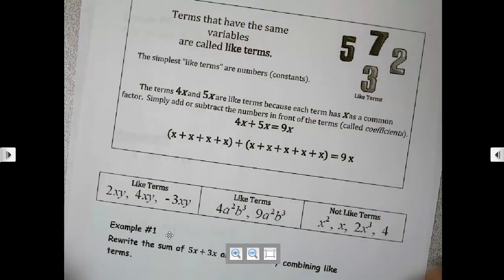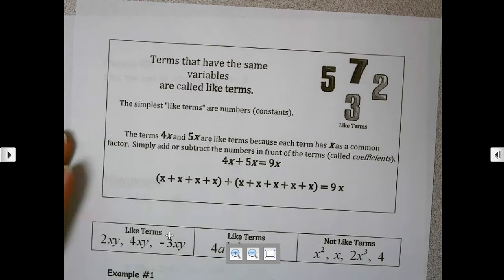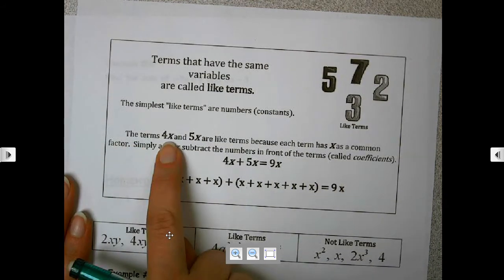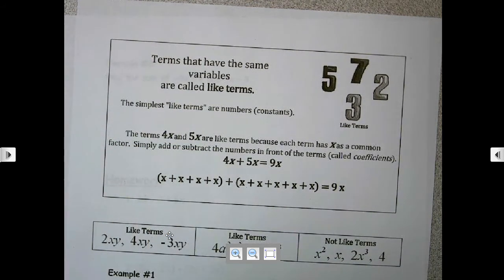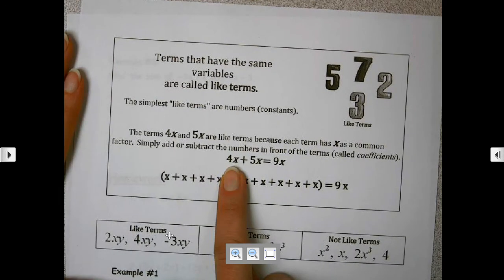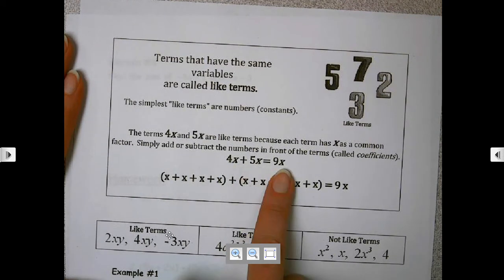Like terms are any terms that have the same variables. The simplest like terms are called constants or plain numbers. The terms 4x and 5x are like terms because each term has an x as a common factor. Simply add or subtract the numbers in front of the terms, which are called coefficients. So in this example, 4x plus 5x equals 9x's.